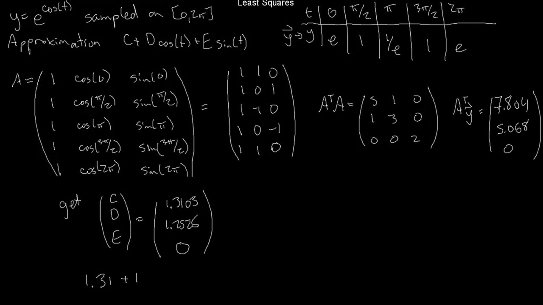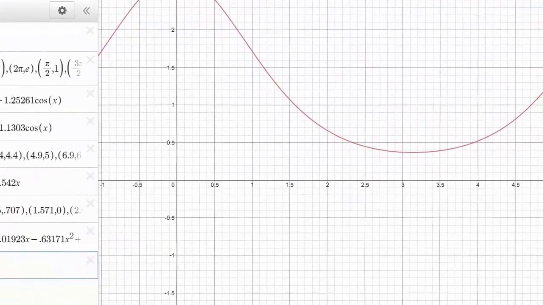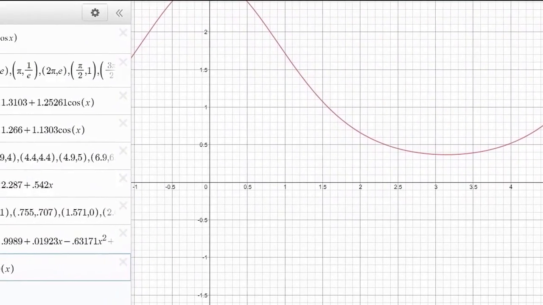So the best thing to do is leave off sine of t altogether if you're trying to approximate e to the cosine t. Your best function is 1.31 plus 1.253 cosine of x, if you look at these 5 points and e to the cosine t. Maybe I can get a graph of that to come up. Let's see. Again, we'll try to fit that nicely onto the screen.